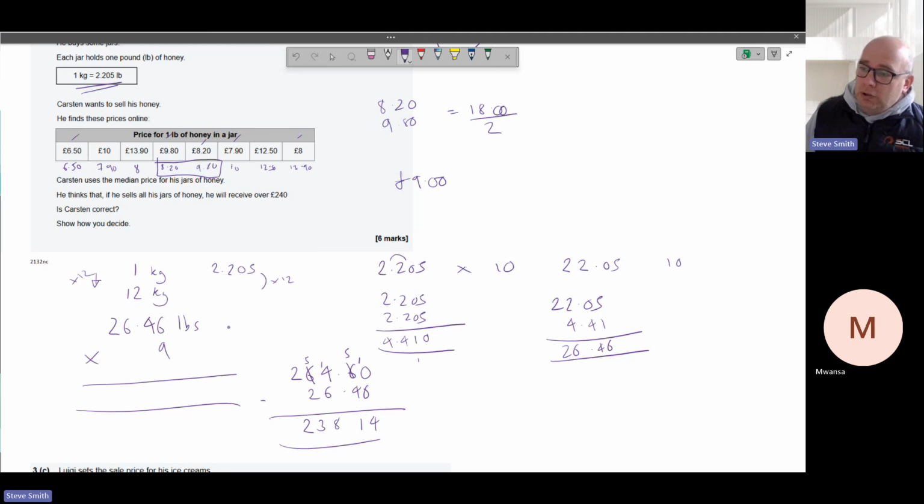Or we could just do a straight multiplication. We're going to get the same answer. So 6 times 9 is 54. 4 times 9 is 36. Add our spare. 36 and 5 is 41.